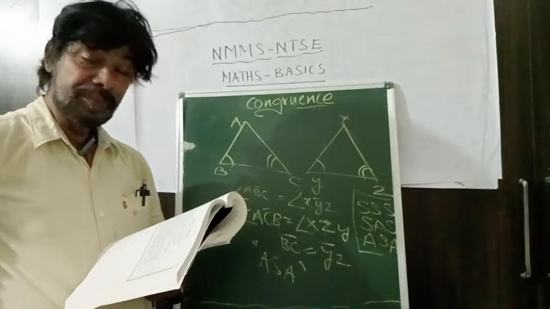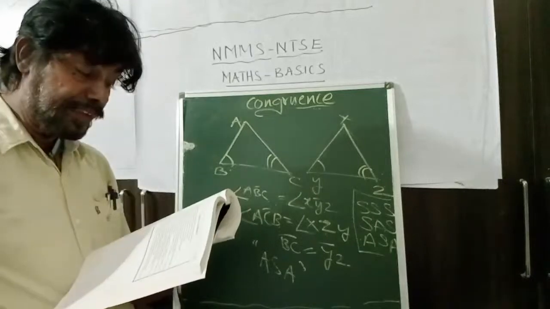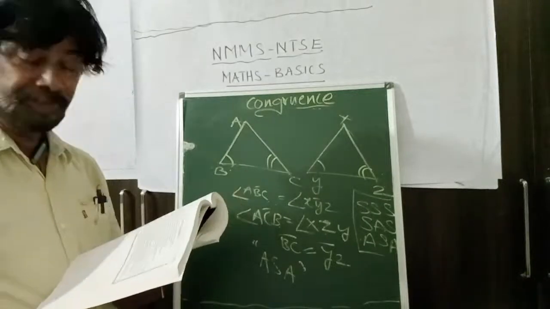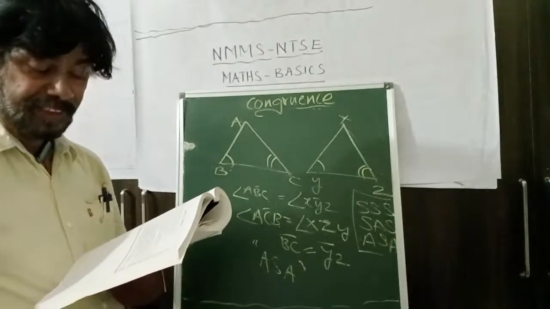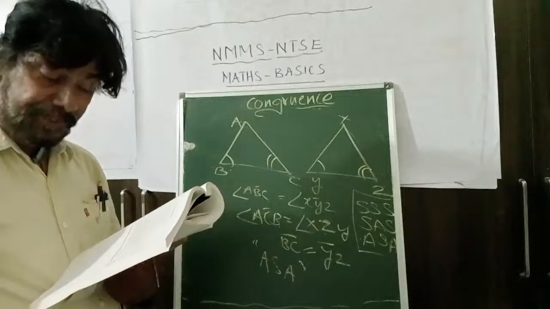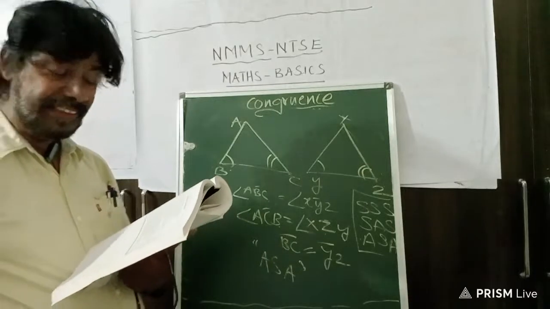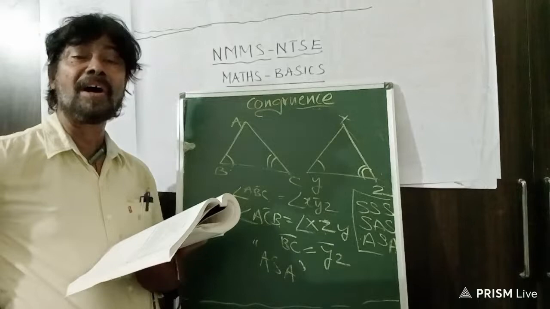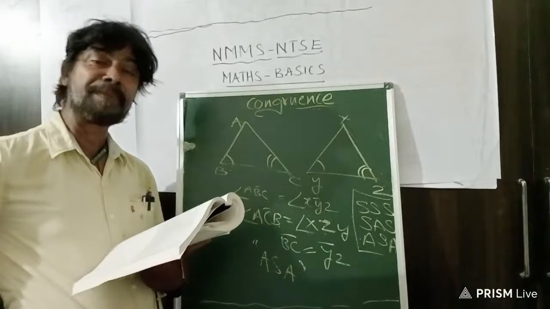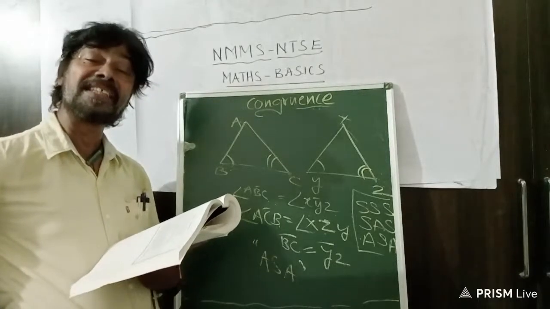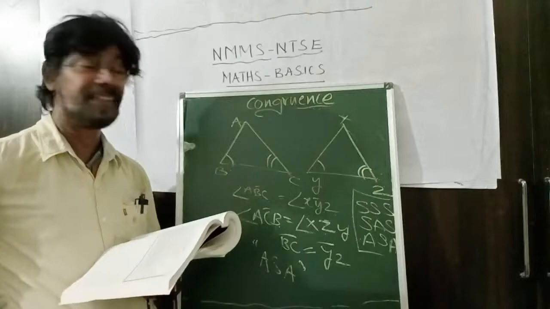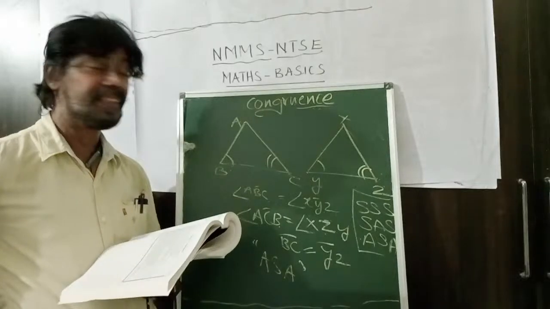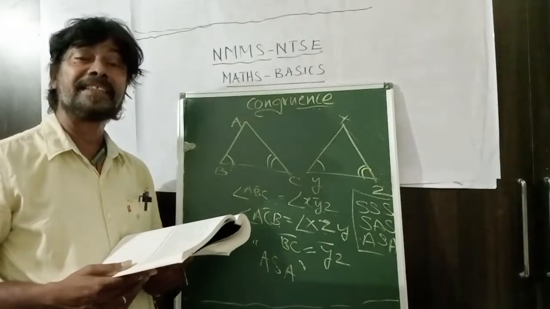And ASA congruence condition is that two triangles are congruent if two angles and the included side of one are respectively equal to the two angles and the included side of the other triangle, then those two triangles are congruent to each other. These are the three principles of congruency according to the triangles.